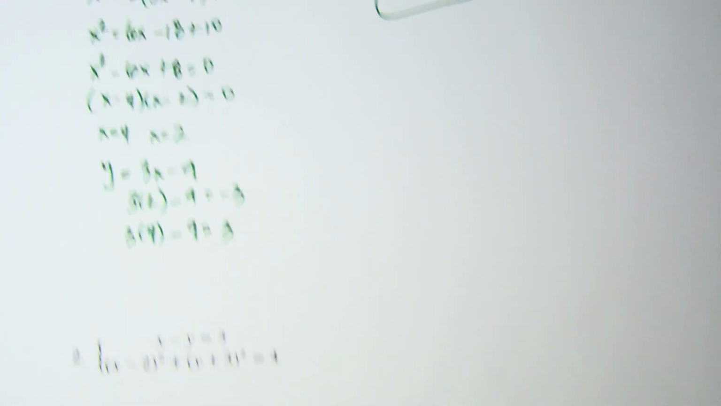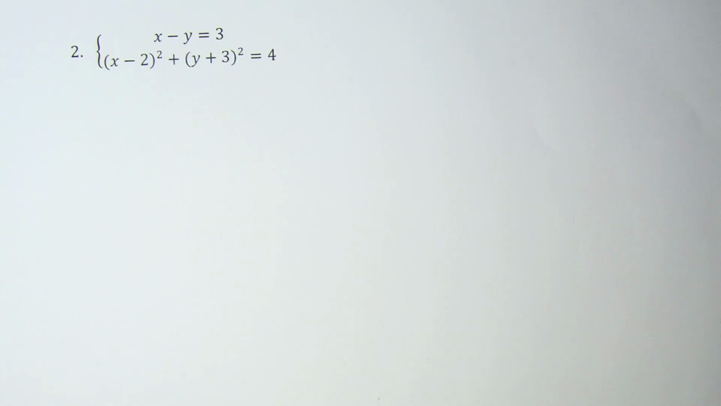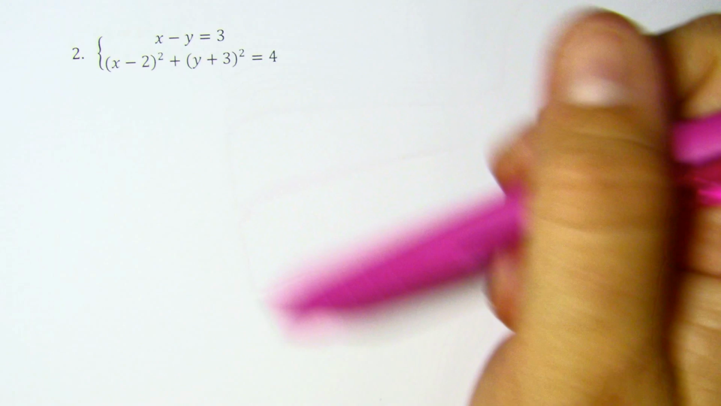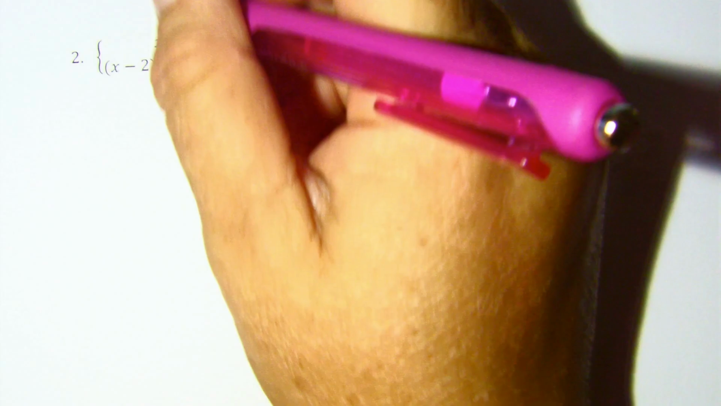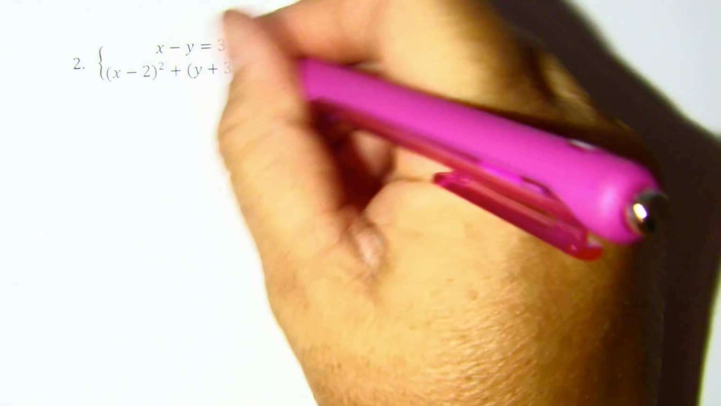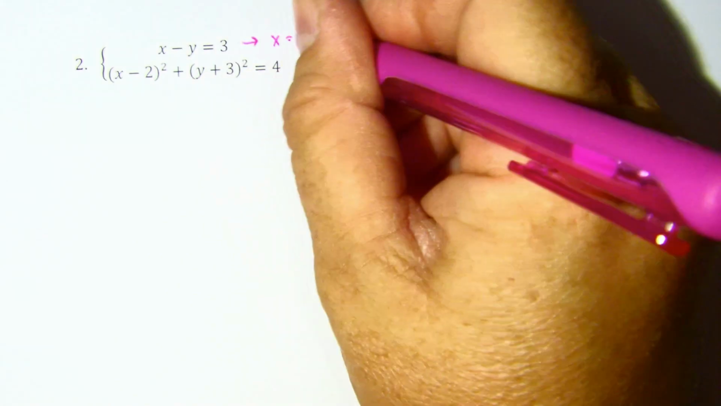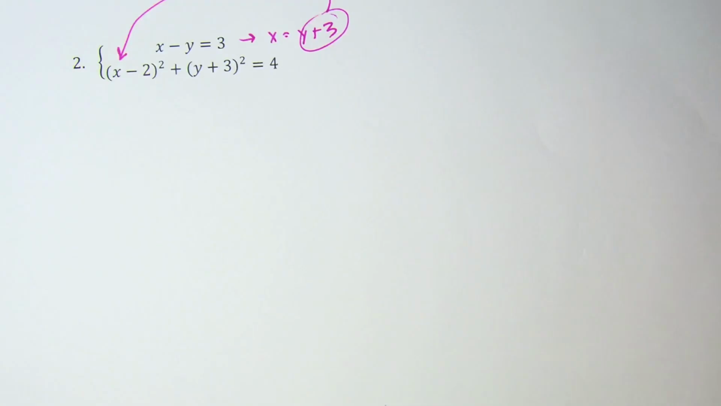Next example here, we have x minus y equals 3, and then we have the equation of a circle. X minus 2 squared plus y plus 3 squared equals 4. That's the equation of a circle. I'm going to go ahead and solve for one of my variables here. The easiest one to solve for would be x. If I add y to the other side, x is equal to y plus 3. And I'm going to go ahead and take that and substitute that in for x.